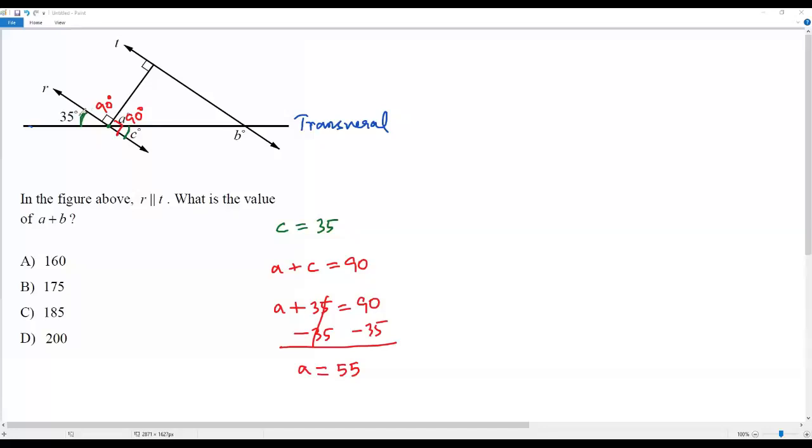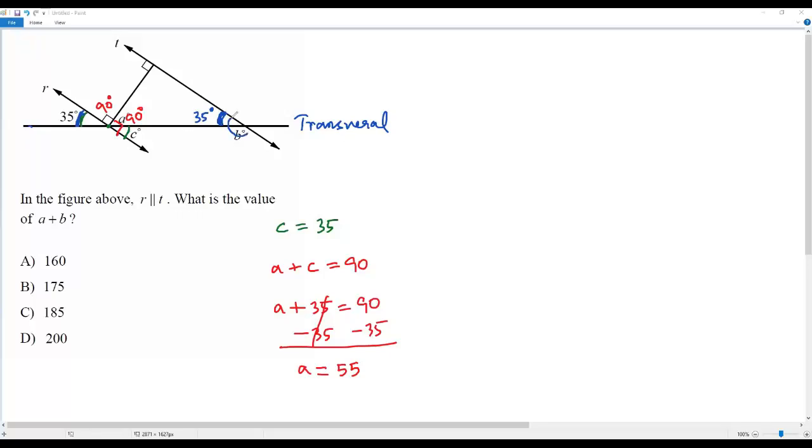Which two angles are corresponding angles over here? The angle measure over here and the angle measure over here are corresponding angles, so they must be congruent, which means they must be equal in measure. Already we know that the measure of the angle over here is 35 degrees. So the measure of the angle over here also must be 35 degrees, because the two angles are corresponding angles.